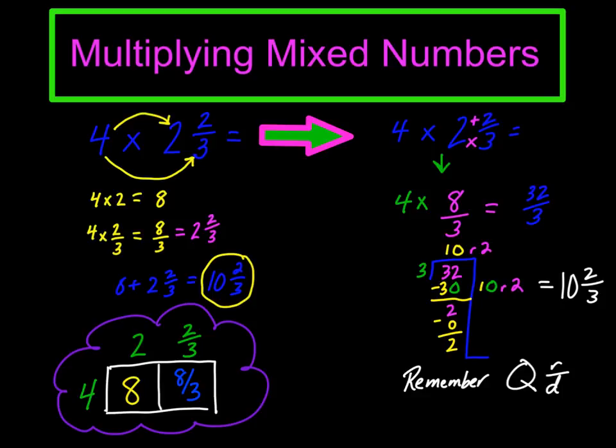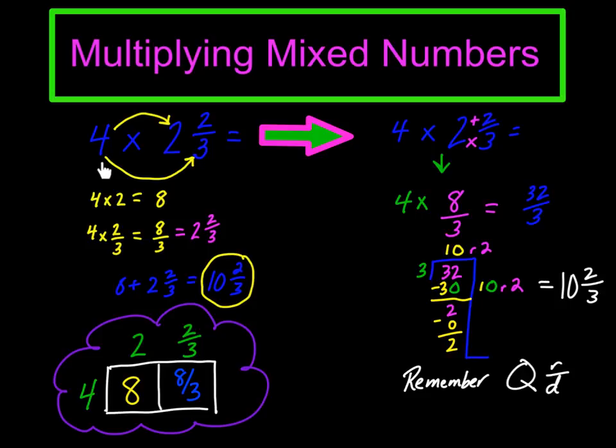Hello, and Unit 7 begins with multiplying mixed numbers. Now you can see here I have the same problem. I have 4 times 2 and 2/3, and over here I also have 4 times 2 and 2/3, and I'm going to show you the steps to solve these. It's actually 2 different methods, but as you can see here and here, we do arrive at the same answer.